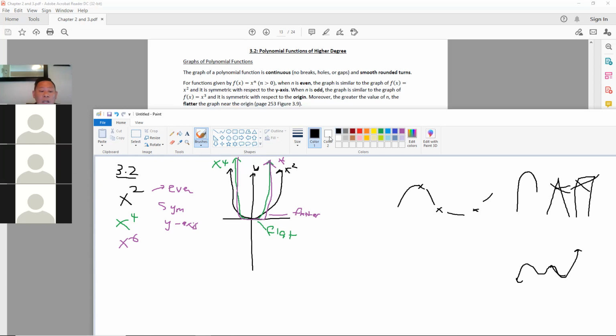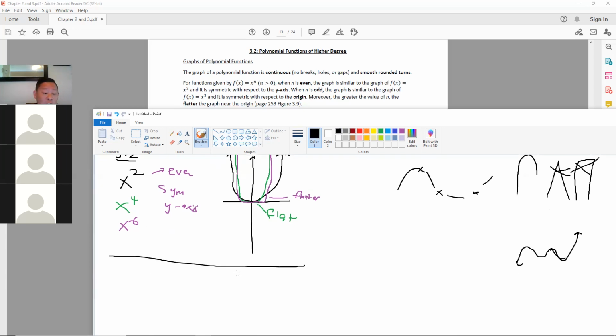So what happens when you increase for odd powers, for x cubed and so on? When you have x cubed, the graph of x cubed looks like you go up here and then cross down at 0, 0. Again, it crosses at 0, 0 here. So this is the graph of x cubed.